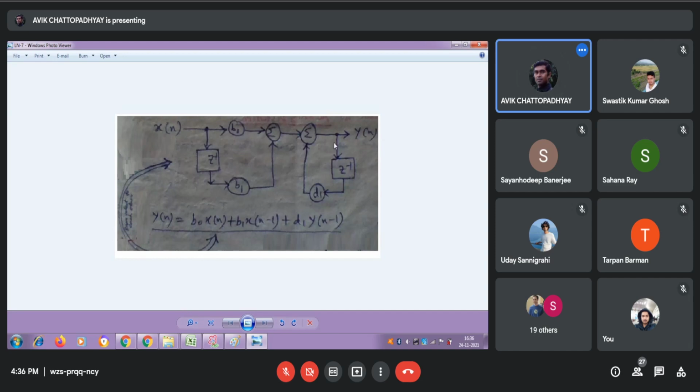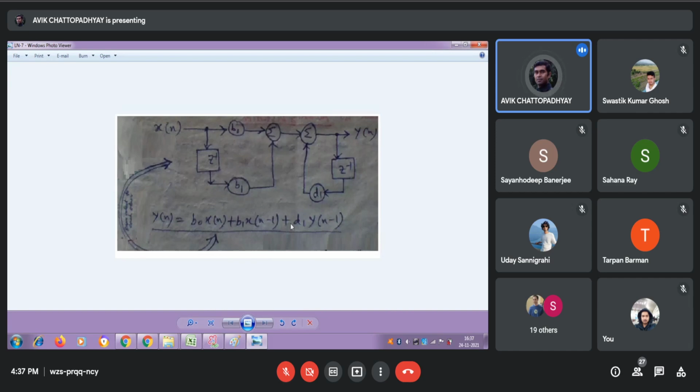This is written mathematically: yn equals b0 xn. As I mentioned, this adder takes xn directly multiplied with b0, so b0 xn, plus another version of xn coming through this path, which is delayed by one sample because of z to the power minus 1, please note it. So x of n minus 1, after being delayed by one sample, is multiplied by b1 and fed to the other input terminal of the adder. Up to this, it is okay, I am giving you the full information.